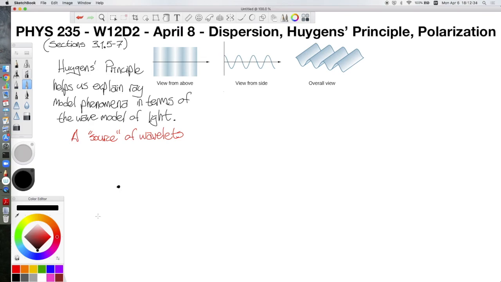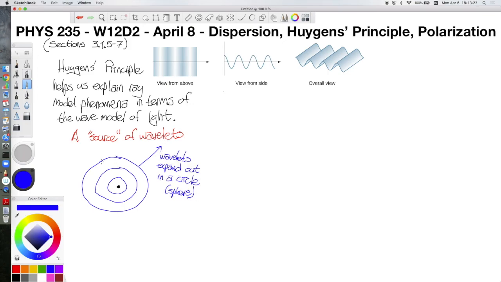Not unlike if you have an inner tube on a pool and you kind of bounce up and down, you are now a source for water wavelets, and the waves will spread out from you in every direction. And the same thing happens with a source of wavelets. So the source is here in the center in black, and the wavelets are expanding out in a circle, or technically a sphere.